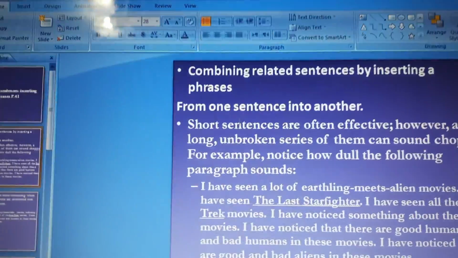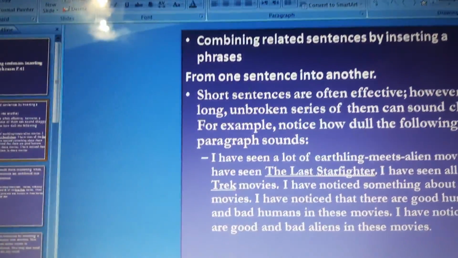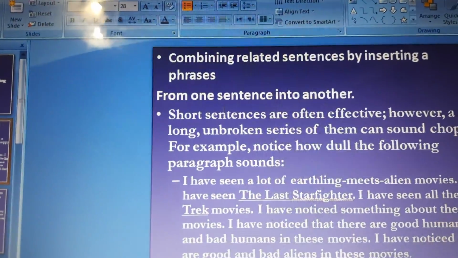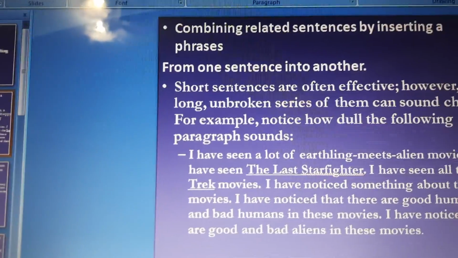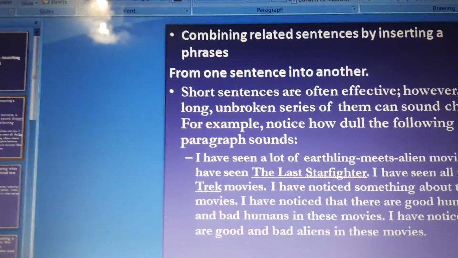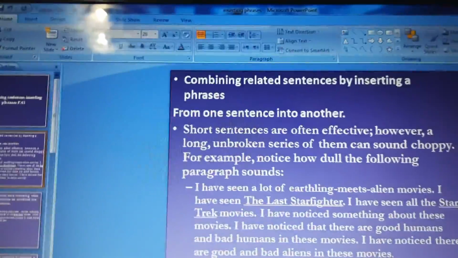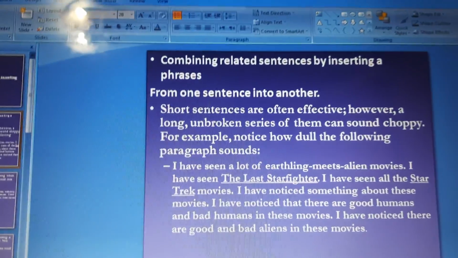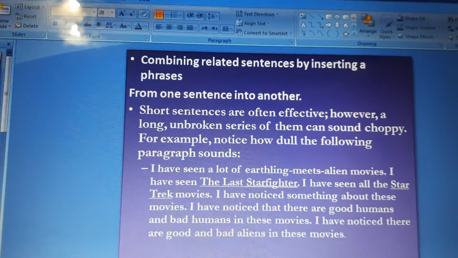Like here, for example, notice how dull the following paragraph sounds. I have seen a lot of Earthling meets Alien movies. I have seen The Last Starfighter. I have seen all the Star Trek movies. I have noticed something about these movies. I have noted that there are good humans and bad humans in these movies. I have noticed there are good and bad aliens in these movies.